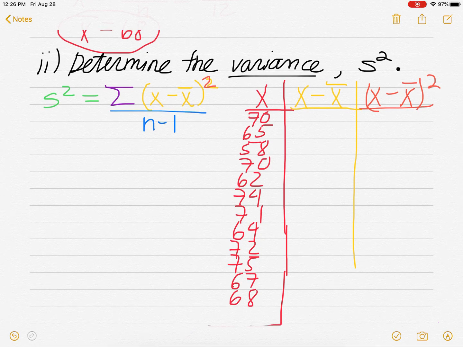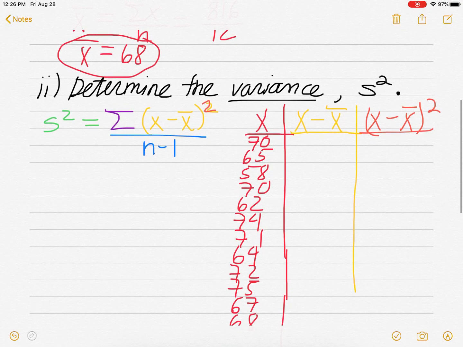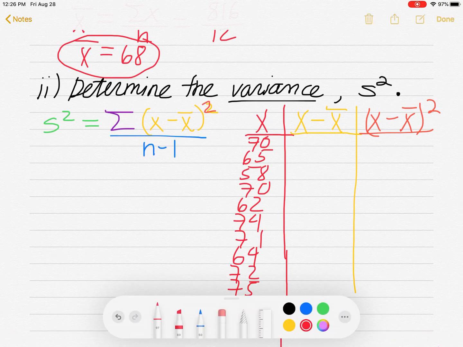So now we're going to take each of our red numbers in the X column and subtract the mean. So here we go, this is going to be in the yellow column. 70 minus 68 is 2. 65 minus 68 is minus 3. 58 minus 68 is minus 10. 70 minus 68 is 2. 62 minus 68 is minus 6. 74 minus 68 is 6. 71 minus 68 is 3. 64 minus 68 is negative 4.